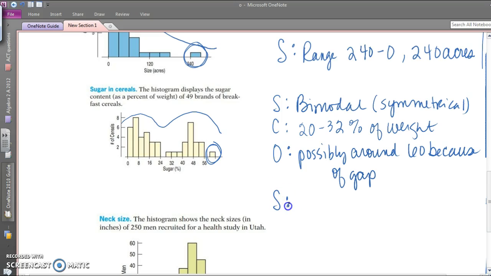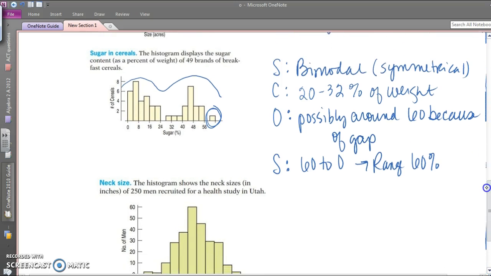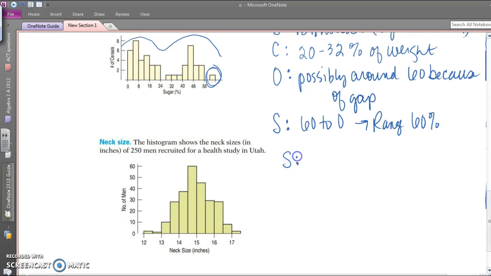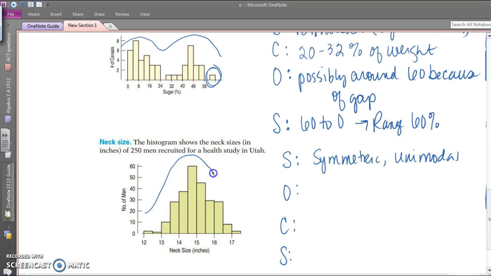And then spread looks like we have from 60 to 0. So our range is 60%. We will get more specific about some of these actual numbers. Our last one is a pretty graph. So shape, this would be considered symmetric and unimodal. One high hump, so pretty nice graph.